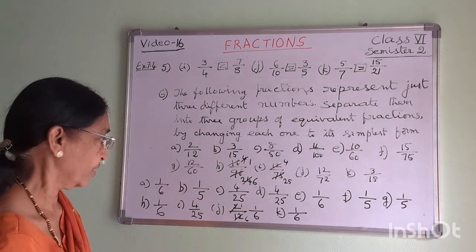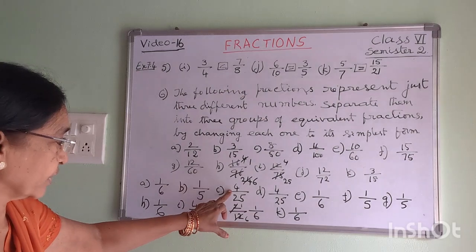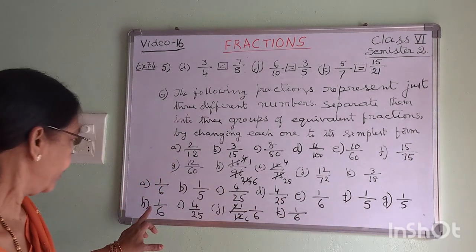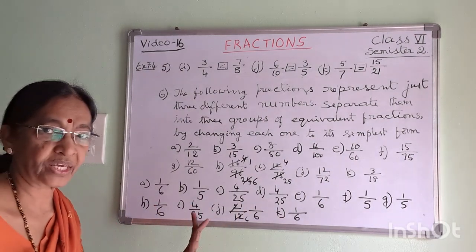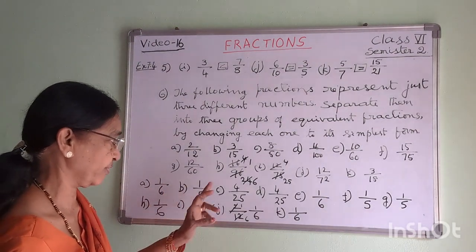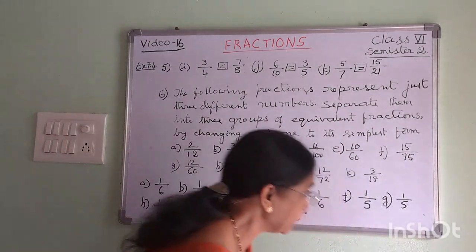Therefore the simplified fractions are 1 by 6, 1 by 5, 4 by 25, 4 by 25, 1 by 6, 1 by 5, 1 by 5, 1 by 6, 4 by 25, 1 by 6, 1 by 6. So there are 3 types of fractions. They are 1 by 6, 1 by 5, 4 by 25. Now we will group them in 3.